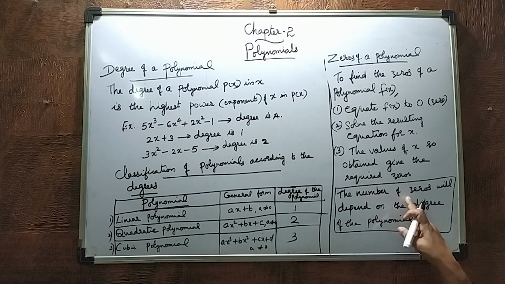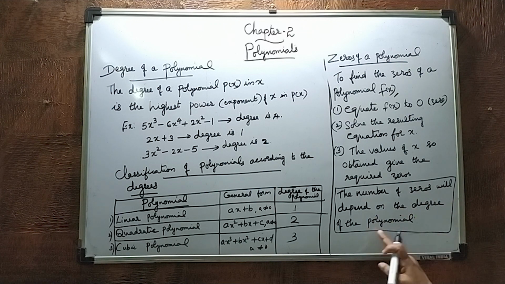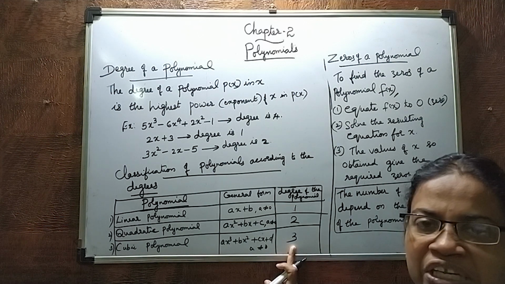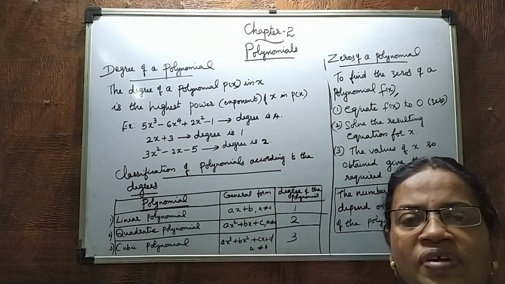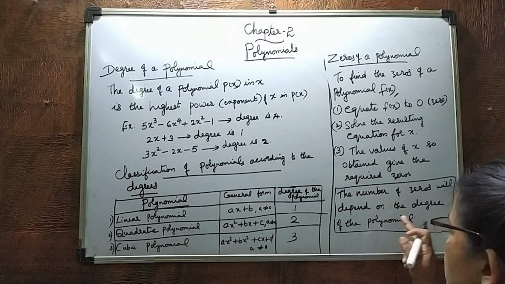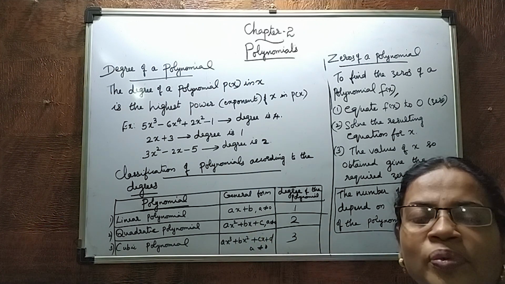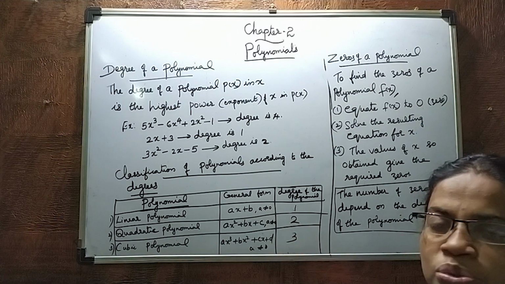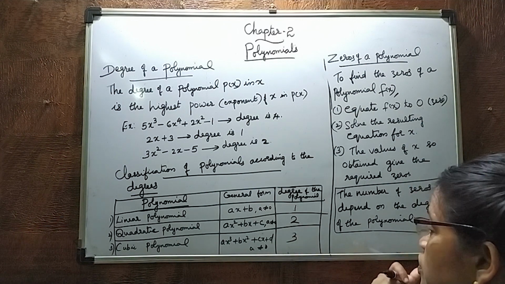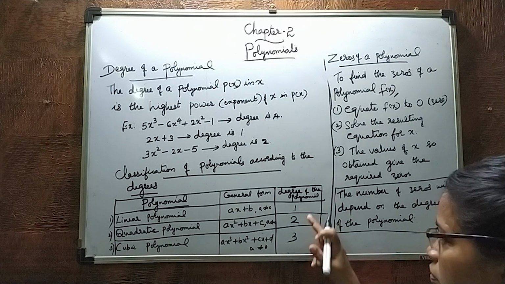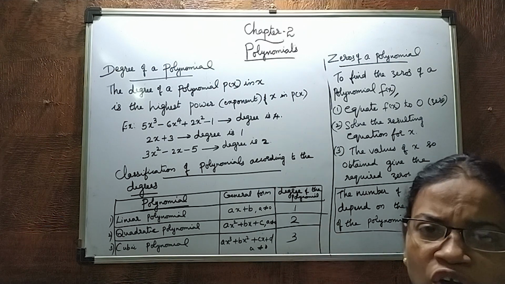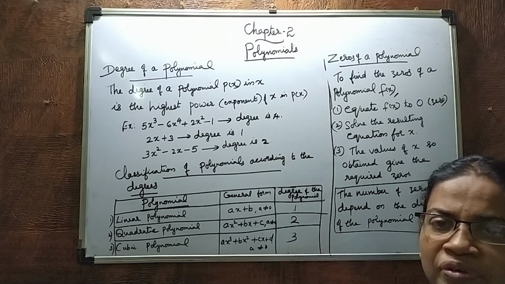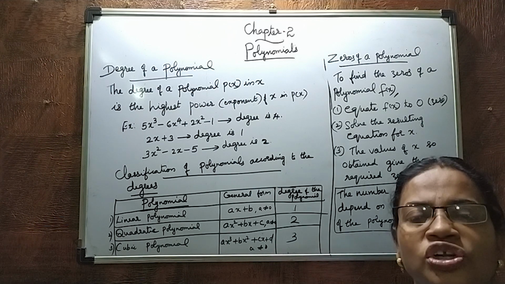That means the number of zeros will depend on the degree of the polynomial. What is the degree of the polynomial? That will be the number of zeros. For the cubic polynomial, the degree is 3. So how many zeros will there be? 3 zeros. Then for the quadratic polynomial, how many zeros will there be? The degree is 2. So the number of zeros will be 2. Next one, for the linear polynomial, the degree will be 1. So only 1 zero needs to be found.